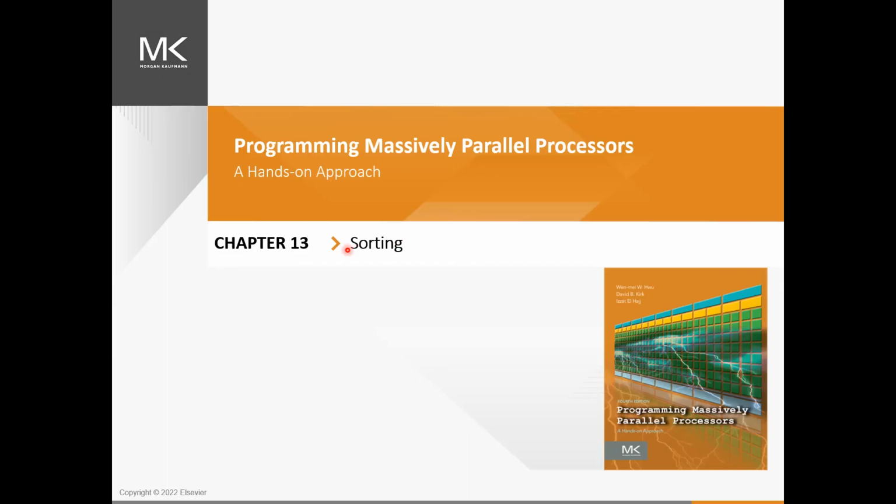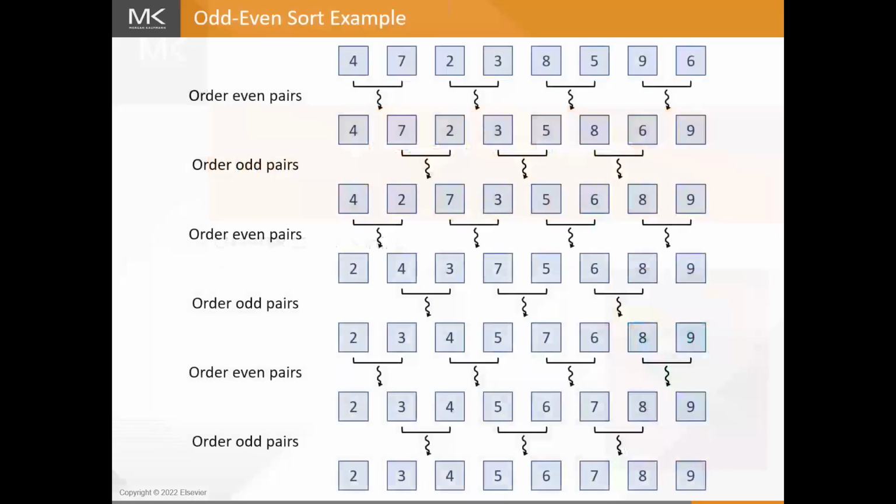Our last lecture was about sorting, and we looked at three different ways that we can do sorting on GPUs. Of course, there are many other ways, but we looked at three different ways just to get an intuition for what sorting entails on GPUs. The first example we looked at is odd-even sort, which is one of those O(n squared) sorting algorithms.